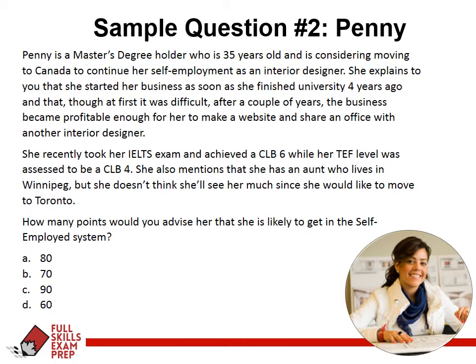She recently took her IELTS exam and achieved a CLB6, while her TEF level was assessed to be CLB4. She also mentions that she has an aunt who lives in Winnipeg, but she doesn't think she'll see her much since she would like to move to Toronto. How many points would you advise her that she is likely to get in the self-employed system? And with this one, we have 4 options, of course. We have A, which is 80 points, B, which is 70, C, which is 90, and D, which is 60.